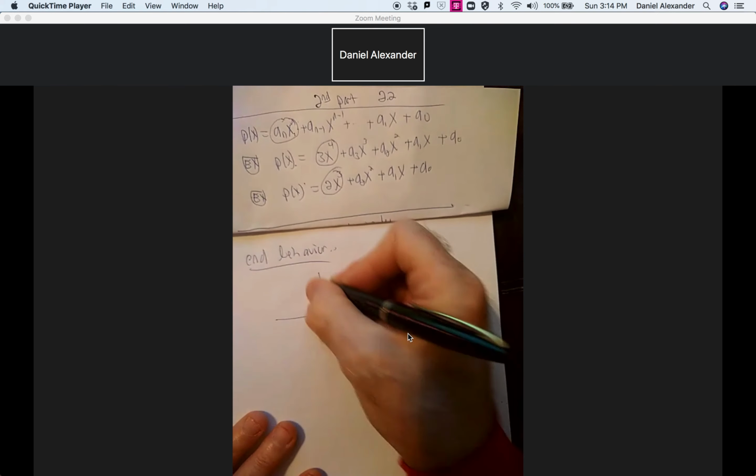So we're going to look at this function right here. I'm going to look at p of x equals 3x to the fourth. And I notice I'm not putting in the lower degree terms. That's basically because for the end behavior, these don't matter. That's what matters. That determines what happens, because x to the fourth is eventually so much bigger than x cubed. Okay, so we want to know what happens for large x.